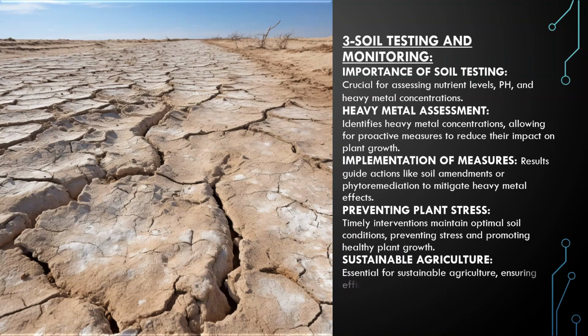Implementation of measures. Results guide actions like soil amendments or phytoremediation to mitigate heavy metal effects. Preventing plant stress. Timely interventions maintain optimal soil conditions, preventing stress, and promoting healthy plant growth. Sustainable agriculture. Essential for sustainable agriculture, ensuring efficient nutrient management and minimizing environmental impacts.